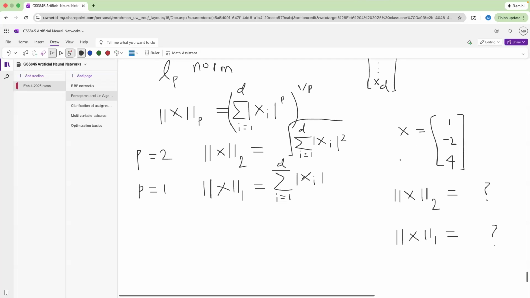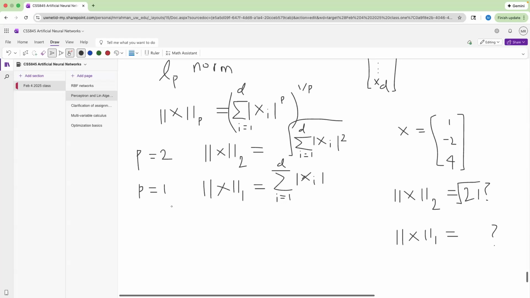Let's see. So the Euclidean norm would be the sum of the squares of all these. So what do you have? I got 21 for the sum of the squares. Okay, that sounds reasonable because it's 16 plus 4, 20 plus 1, 21, and then you take a square root. I thought I got 25. My bad. Okay, yeah. But I think you have the right idea.